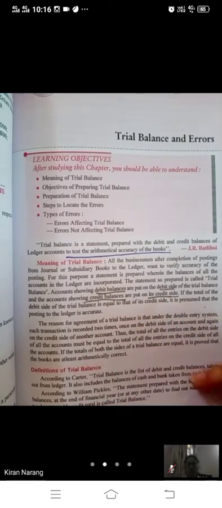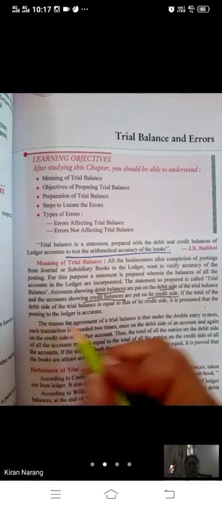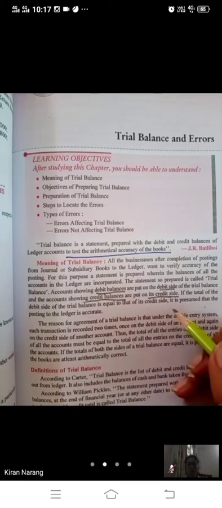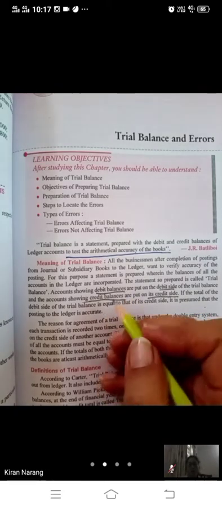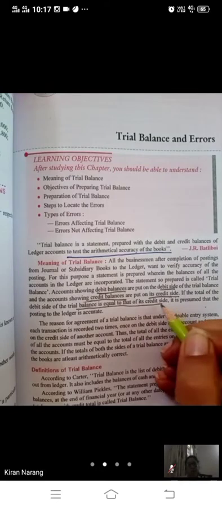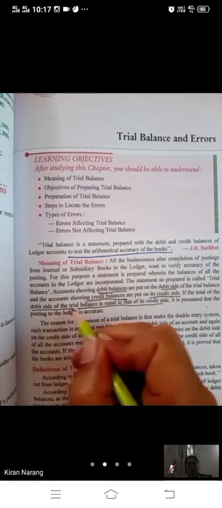Accounts showing a debit balance are put on the debit side. Those accounts which are showing a debit balance will be put on the debit side, and those accounts which are showing a credit balance are put on the credit side. If the total of the debit side of the trial balance is equal to that of its credit, it is presumed that the posting to the ledger is accurate. Both sides should be equal to each other. The debit side of the trial balance should be equal to the credit side.